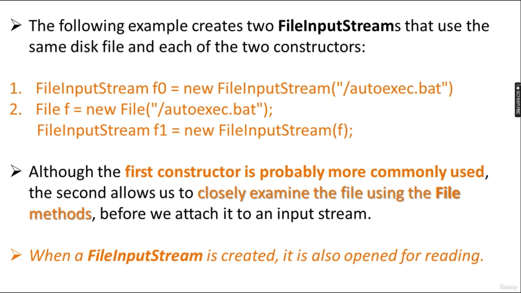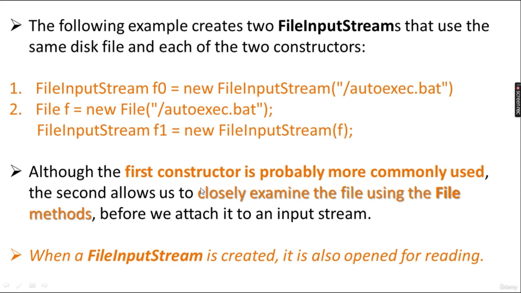File path is the full path name, file object is the file object that describes the particular file. The following example creates two file input streams that use the same disk file and each of its two constructors. First is one disk file, autoexec.bat, with the file input stream object created, F0. Then file F is a new file autoexec.bat, and the file input stream F1 is created, and that F is passed over here. In the first one the path is given directly. In the second, first of all the file object is created with the particular path.